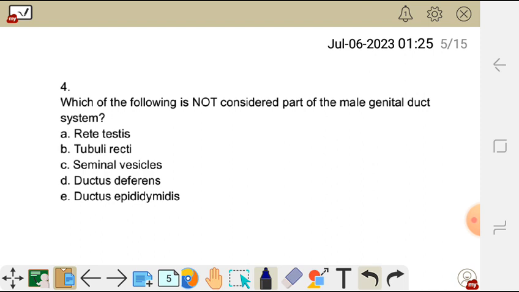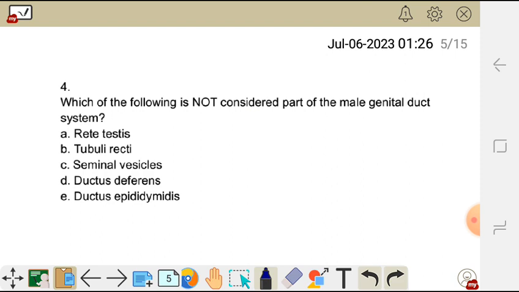Which of the following is not considered part of the male genital duct system? A. Rete testis. B. Tubuli recti. C. Seminal vesicles. D. Ductus deferens. And E. Ductus epididymis. Which one among these is not considered part of the male genital duct system?